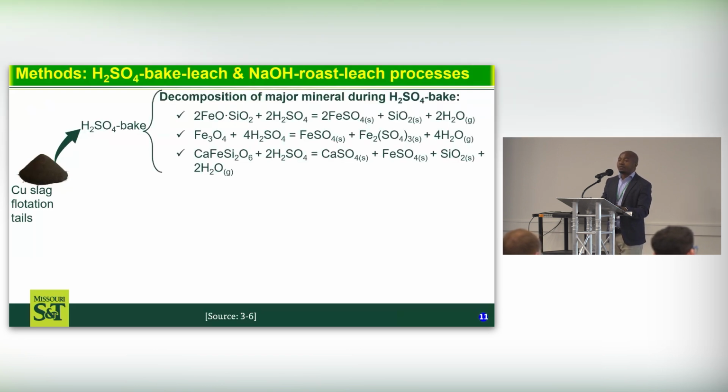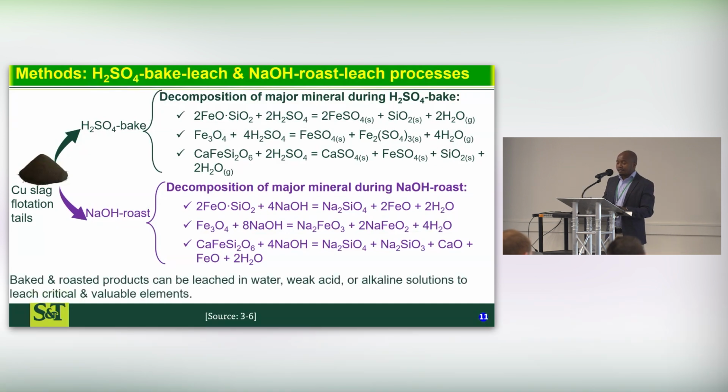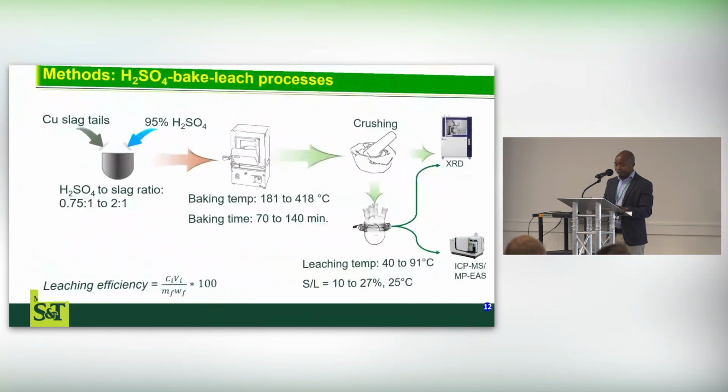One is acid bake. Using concentrated sulfuric acid, we make a paste, and the idea is that during the process, the minerals decompose to form sulfate salts, and Si, which is silicon, remains as SiO2, and then this can be leached. The other route is to use sodium hydroxide. During the roasting, the major minerals can decompose and form sodium elemental oxides. And then the idea is that the roast product and the baked product can be leached in water or just using a weak acid or weak alkaline solution so that you can recover these valuable elements.